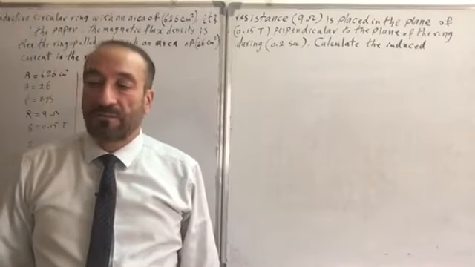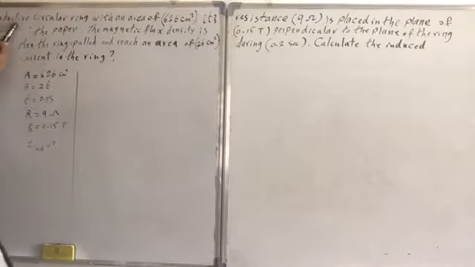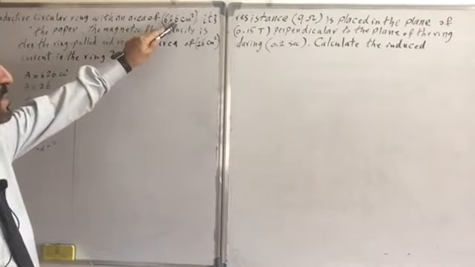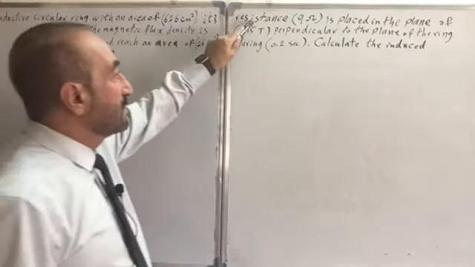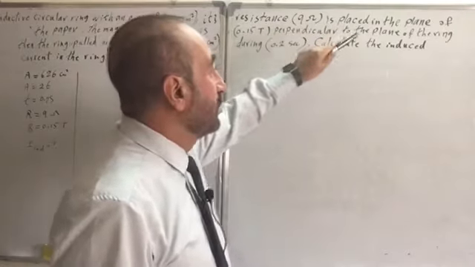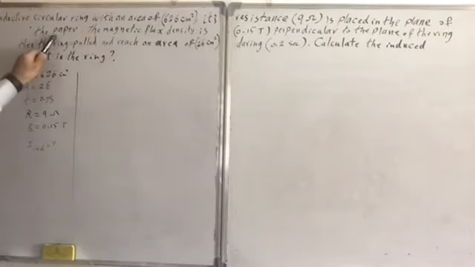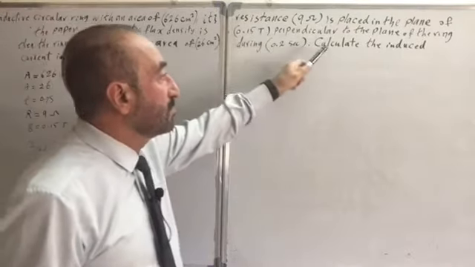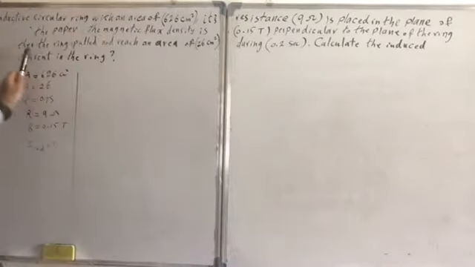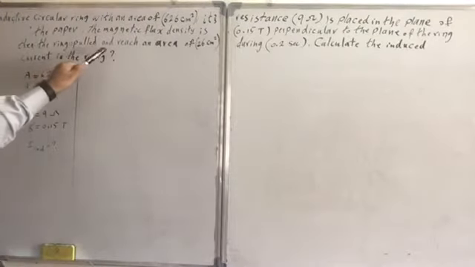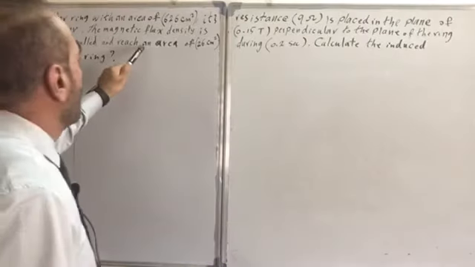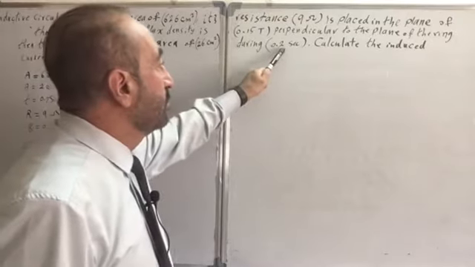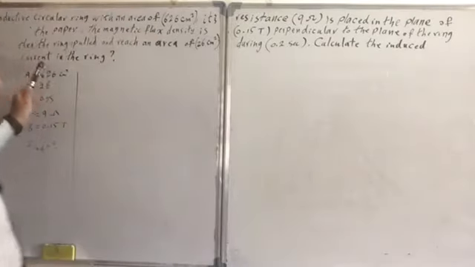Another question says, a conductive circular ring with an area of 626 centimeters squared, has resistance 9 ohm and is placed on the plane of the paper. The magnetic flux density is 0.15 Tesla perpendicular to the plane of the ring. Then the ring is pulled and reaches an area of 26 centimeters squared during the period 0.2 seconds. Calculate the induced current in the ring.